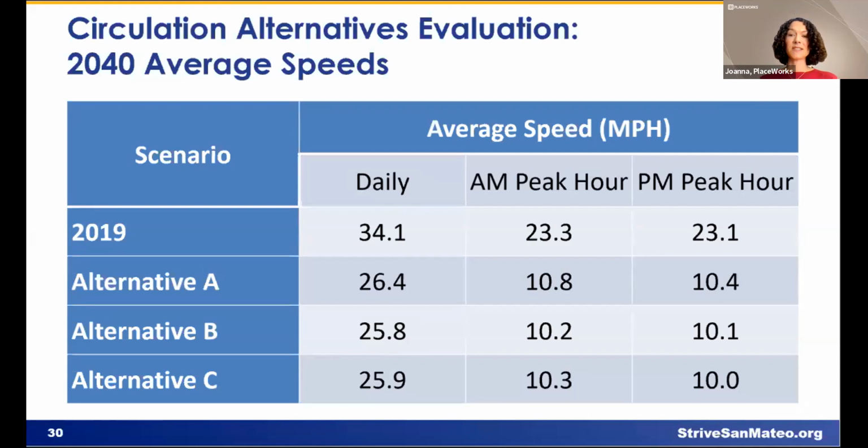So this is system-wide daily average speeds over the course of the entire day, and then peak hours: the morning commute hour, or what we at least used to think about as the commute, and the PM peak hour when people are going to work and school and then coming home and running errands in the evening.